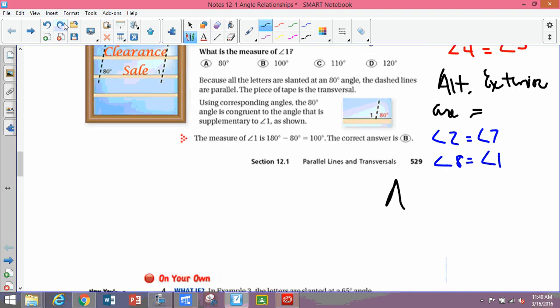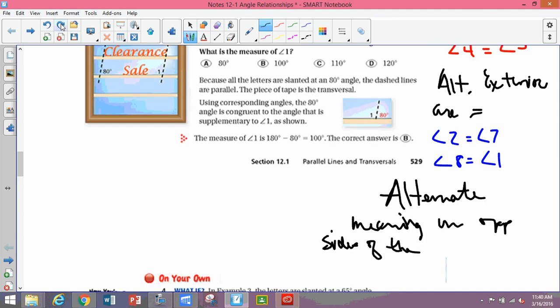Now, when we talk about alternate exterior and alternate interior angles, alternate means that it's on the opposite side of the transversal with the parallel lines, so either inside or outside. So if it's interior, it's opposite the transversal inside. If it's exterior, it's alternate opposite the transversal outside.